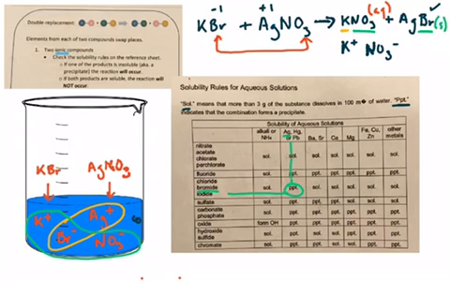So when dealing with this first kind of double replacement reaction, we're always going to need to check the solubility rules. So now let's do another example.